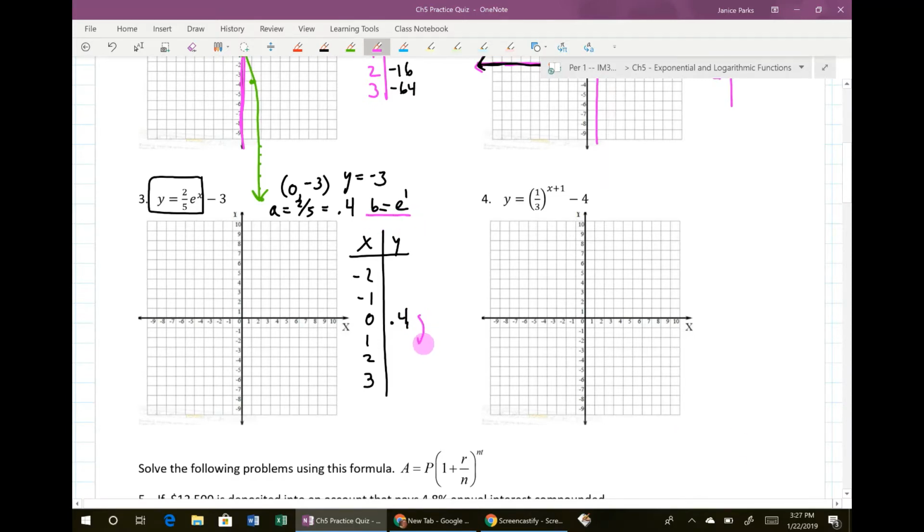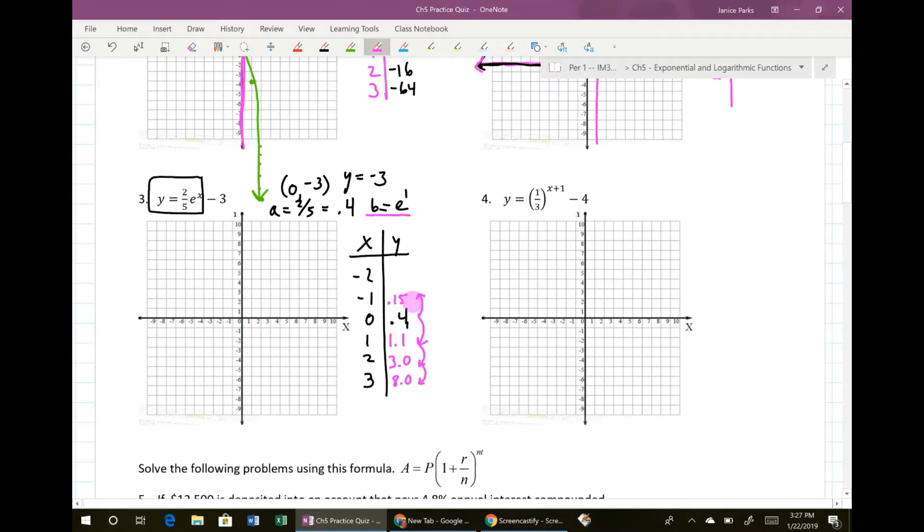So we're going to multiply that by E to the first power, which gives you 1.1. Then we're going to multiply again by E to the first power, which gives you 3.0 if you're rounding. And then we'll multiply by E to the first again, which would give me 8.0. This way I'm going to divide by E to the first, which would give me 0.15. I don't really need a number smaller than that.